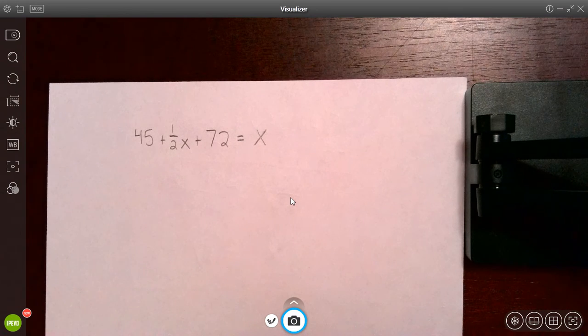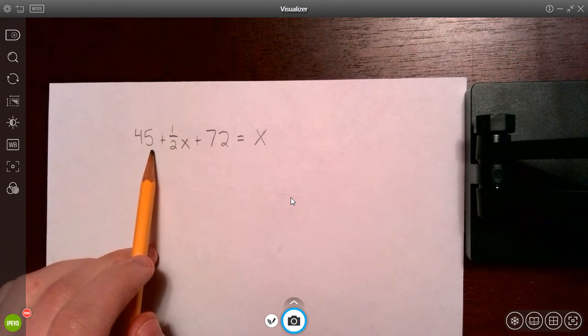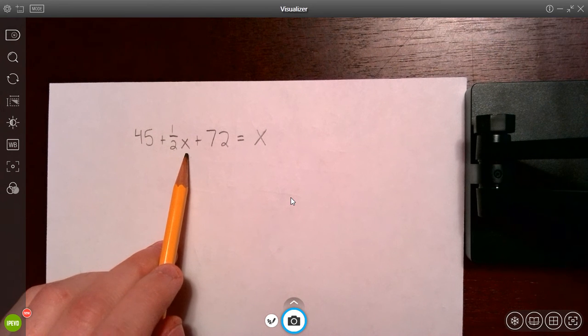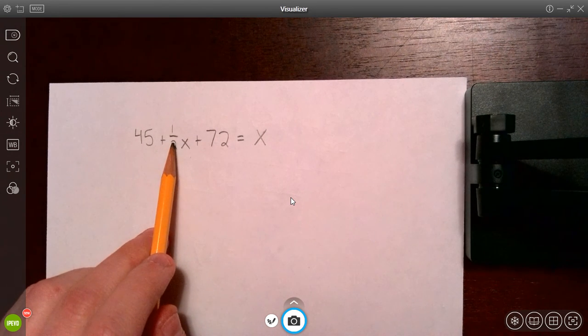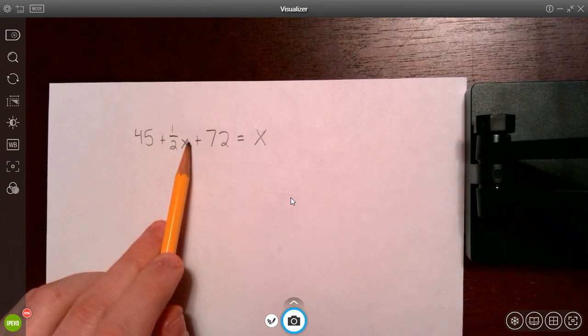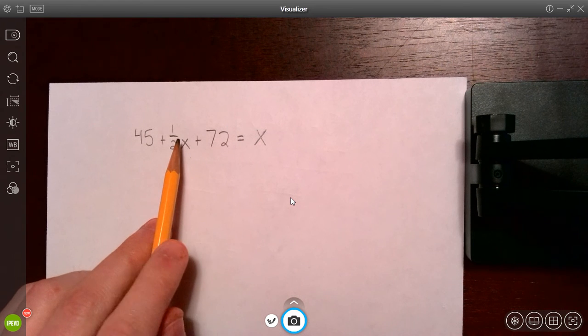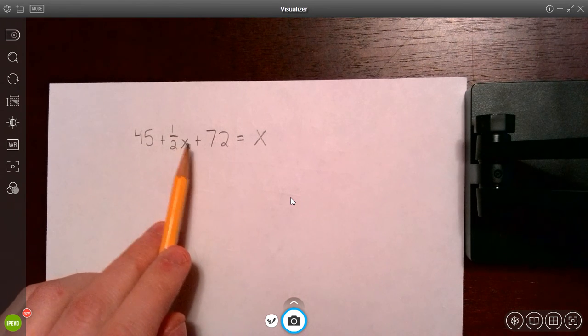So here's the equation that I came up with. See if yours is similar to it. 45 is the first day. She read 45 pages. Half of the book literally means we're taking half times however many pages there are in the book. But we don't know how many pages are in the book, so we're going to call it X.